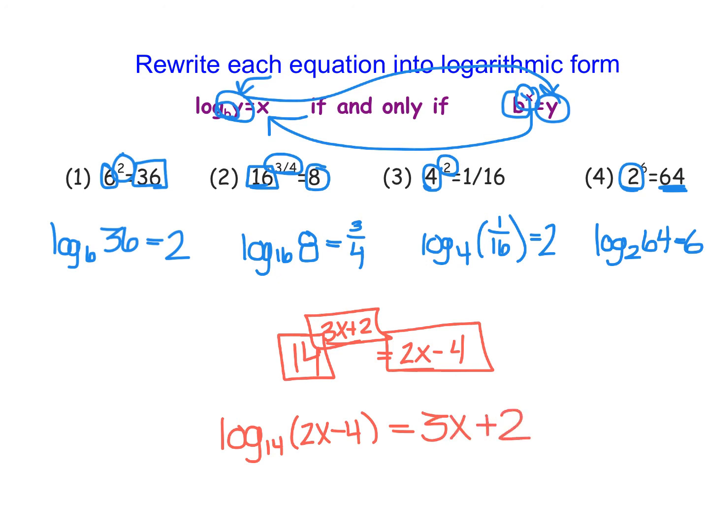So again, the big things are their bases are the same, and then essentially what's inside becomes outside the equal sign, what's inside becomes outside the equal sign. They basically do a flip of what's located inside of the math operation and what's located on the opposite side of the equal sign.